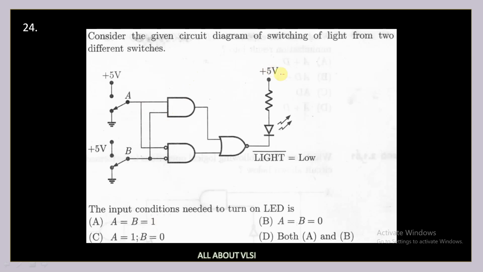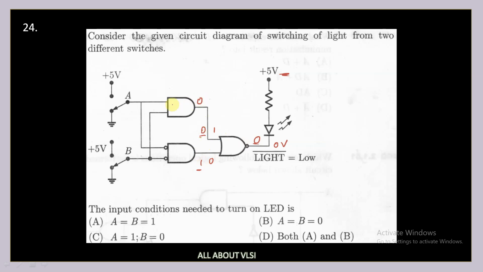Here we have plus 5 volts, and for the diode to be turned on, we need 0 volts here. That is, we need 0 here. So for getting 0, it can be a 1 0 or 0 1 combination. Any combination we can take. Let us assume the 0 1 combination initially.